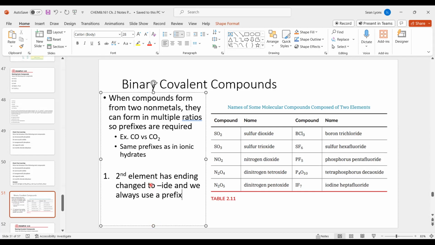So with the second element in the formula, we're always going to change that to just IDE for the ending, and then we'll always slap on a prefix there to tell us exactly how many there are. And for the first element, we can keep the name as it is.